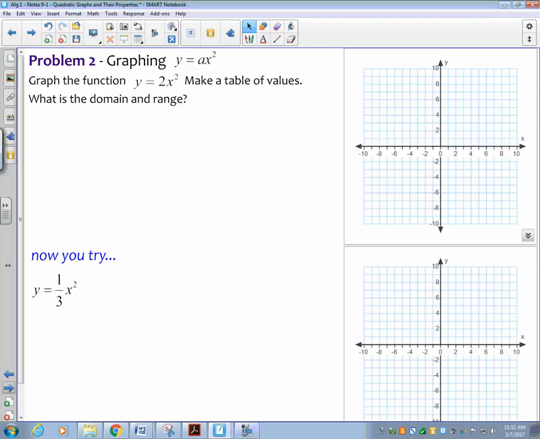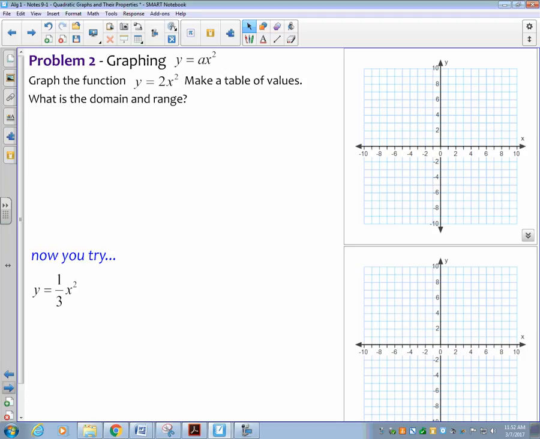All right, so that takes care of how the leading coefficient changes the graph. That's this part right here. We did look at the basic parent function. It's U-shaped. And now we're going to hit graphing the quadratic with a table.